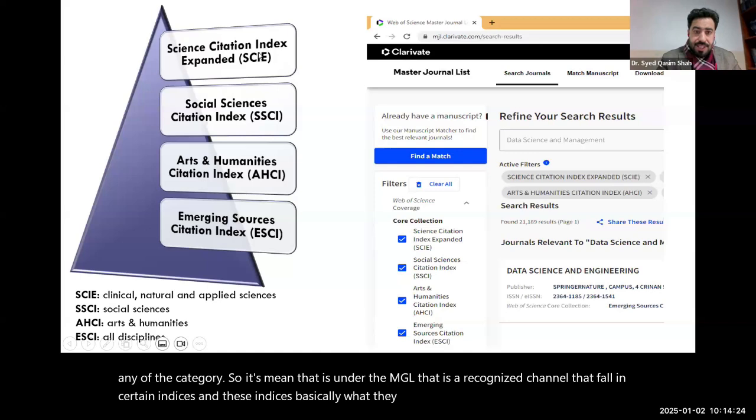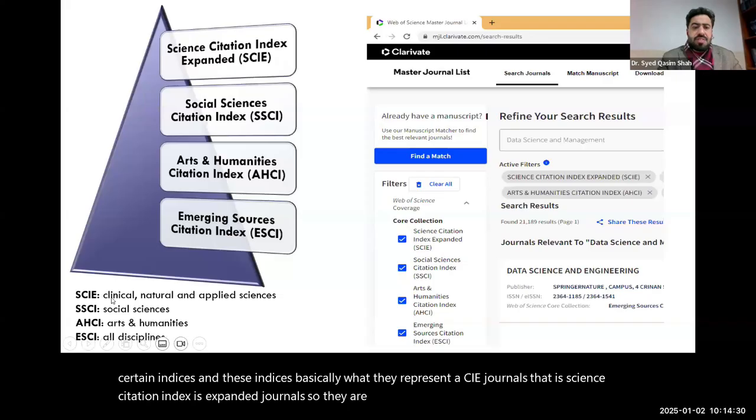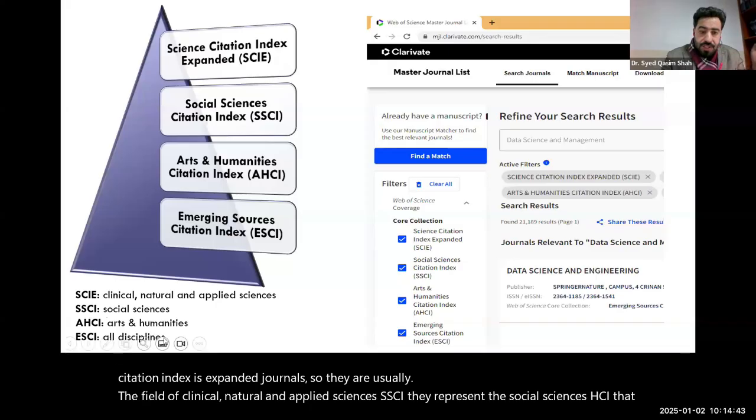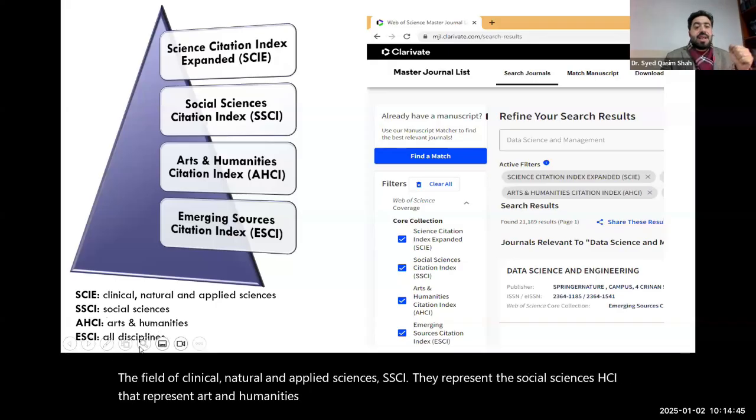And what do these indices represent? SCIE, the Science Citation Index Expanded journals, are usually in the fields of clinical, natural, and applied sciences. SSCI represents the social sciences. AHCI represents arts and humanities journals, and ESCI represents all the disciplines.